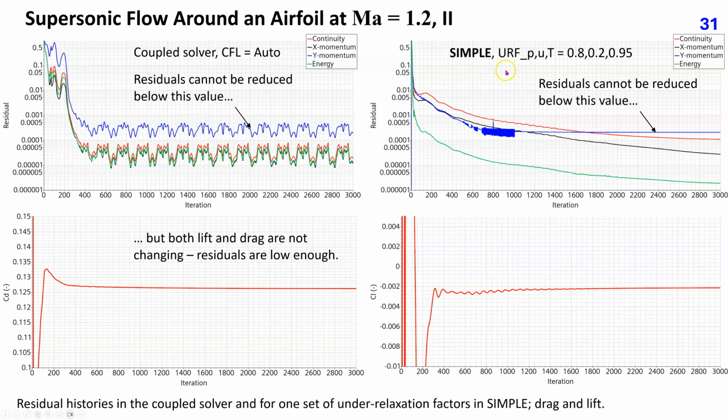In the case of the SIMPLE algorithm, the residuals drop rapidly by 2 orders of magnitude, then gradually another 2 orders of magnitude, and stall at that level. The history of drag and lift variation with iterations suggests that converged values are reached after circa 2000 iterations.